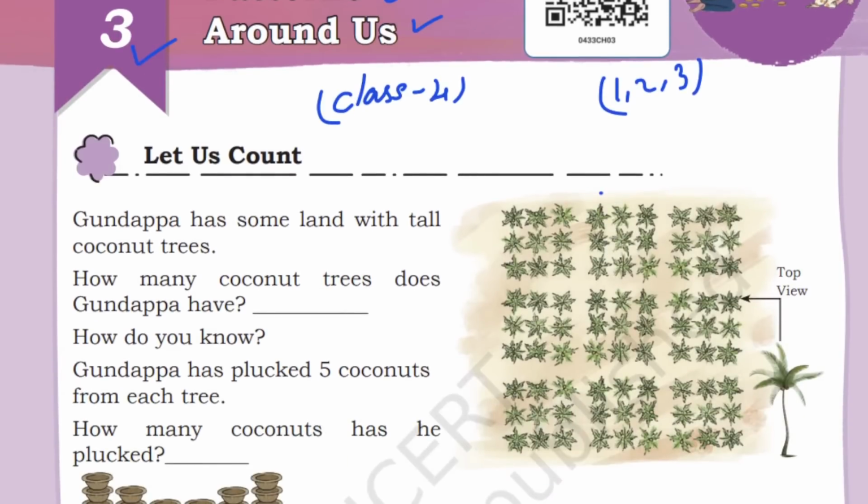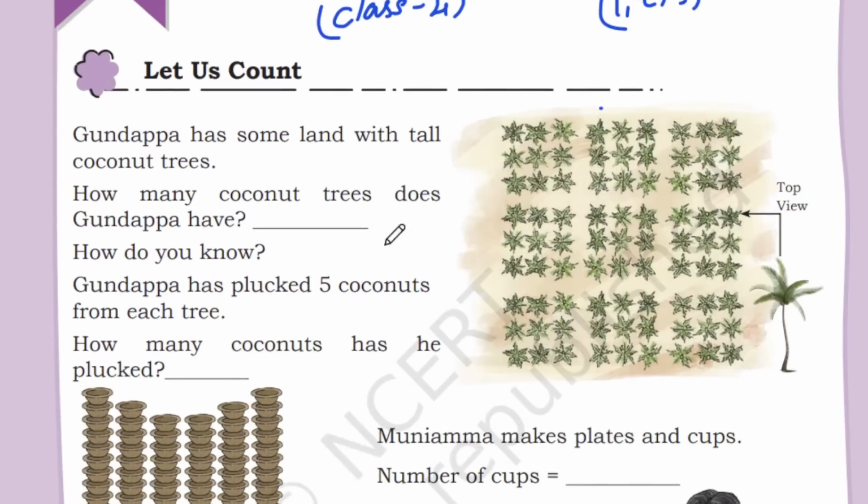Let us count. Gunapa Gudapa has some land with tall coconut trees. So this is the land with tall coconut trees, and students, you can identify this, we saw it in Unit 2, Hide and Seek. So what view is this? This is the top view of the coconut tree, and here we have the coconut tree's front view.